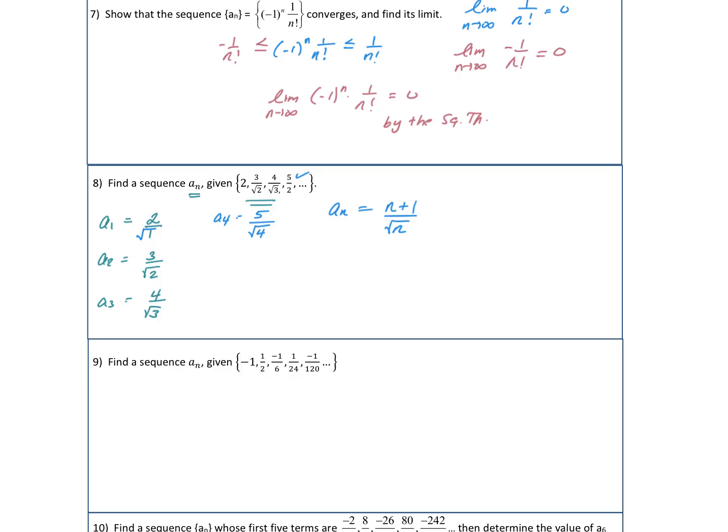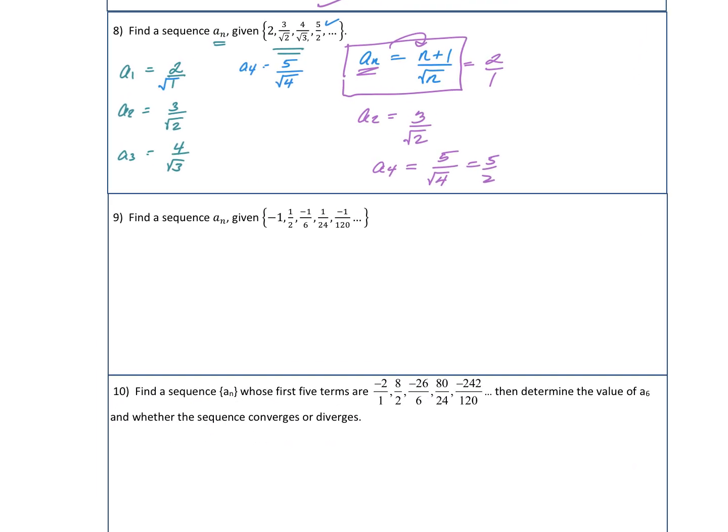So let's just double check it. If I plug in 1, I get 2, and I would get 2 over 1, which is the first term. If I plugged in 2, I get 2 plus 1, which is 3 over square root of 2. That's fine. If I did a sub 4, let's do that one. You're going to get 5 over square root of 4, which is 5 over 2, which is that term. So the trick to this is really just to figure out how it relates with respect to n.